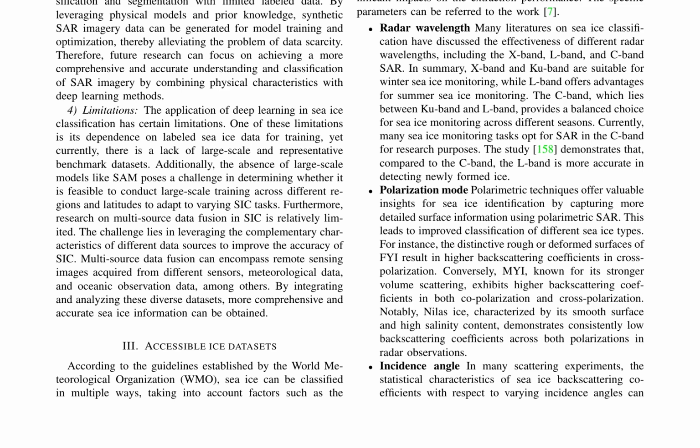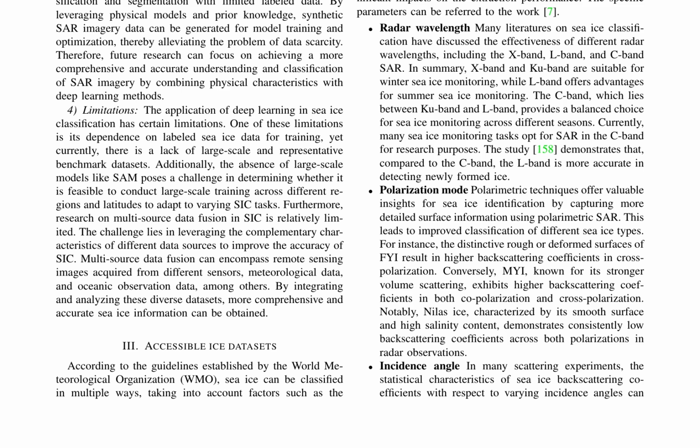In the context of SAR-based datasets, the paper discusses the impact of radar wavelength, polarization mode, and incidence angle on sea ice monitoring. X-band and Q-band are suitable for winter sea ice monitoring, while L-band offers advantages for summer sea ice monitoring. C-band, lying between Q-band and L-band, provides a balanced choice for sea ice monitoring across different seasons. Polarimetric techniques offer valuable insights for sea ice identification by capturing detailed surface information using polarimetric SAR, leading to improved classification of different sea ice types.